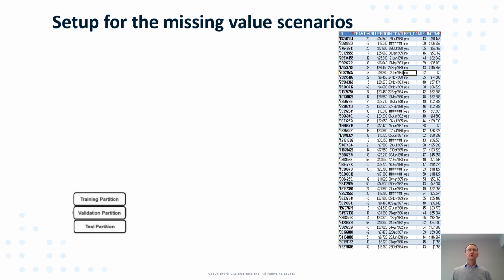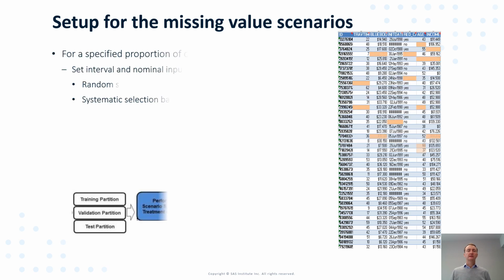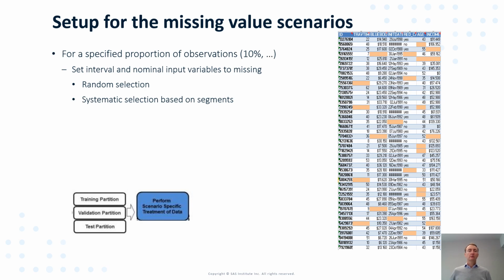For the missing value scenarios, which we're going to take a look at here, I performed the following setup. I started with my data, and for a specific proportion of data, for example, for 10% of the observations, or for 20 or for 30%, I set the input variables to missing. I did this either with a random selection, but also with a systematic selection.